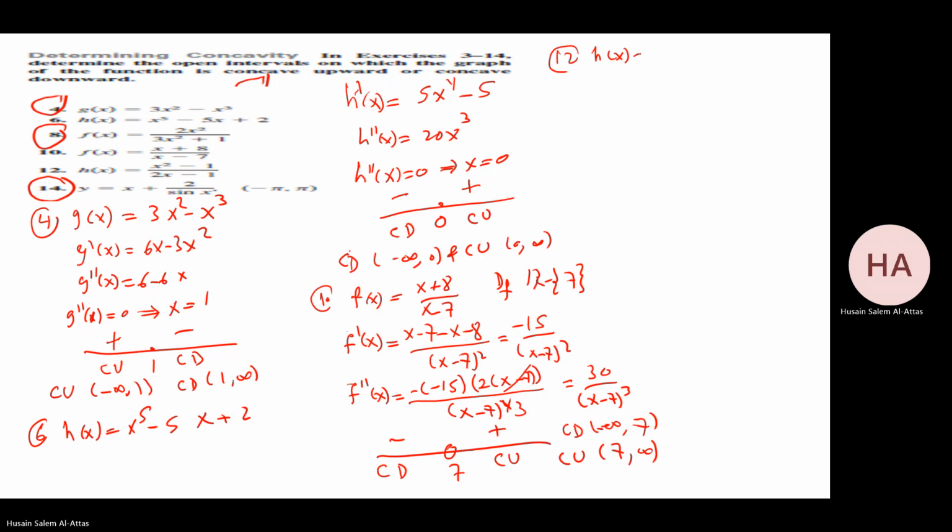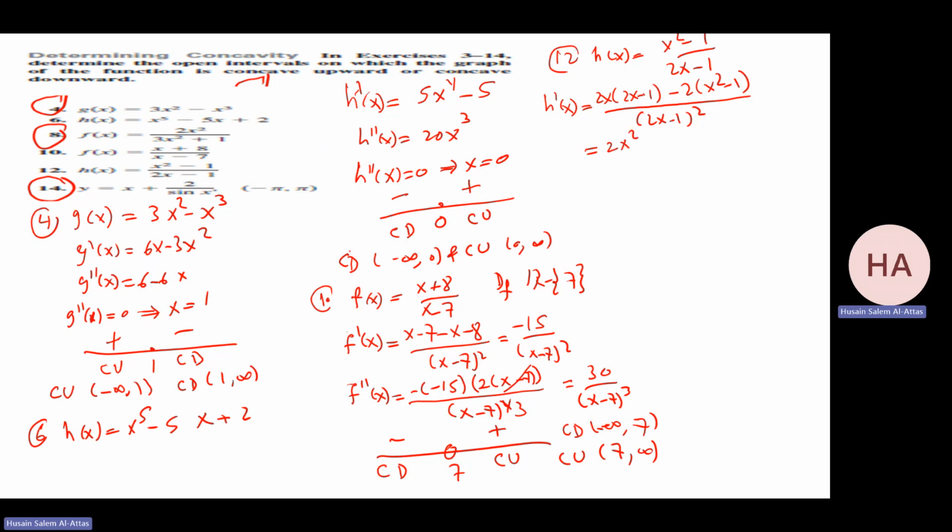h of x equals (x squared minus 1) over (2x minus 1). As you know, the only change is the function, and the calculations are becoming a little bit complicated. So h prime will be what? 2x times (2x minus 1) minus 2 times (x squared minus 1), over (2x minus 1) squared. That will be what? 4x squared minus 2x squared, that will be 2x squared minus 2x plus 2 over this. Okay.